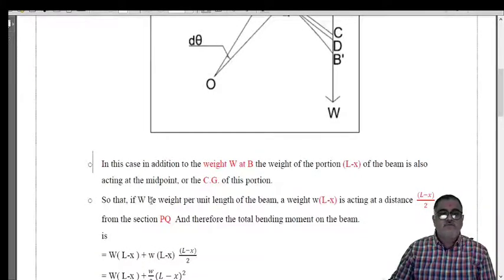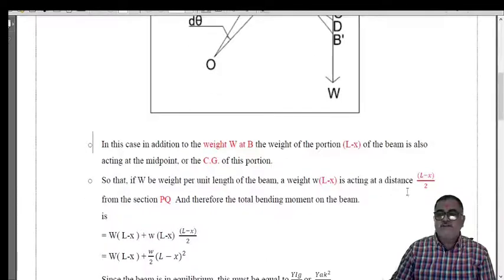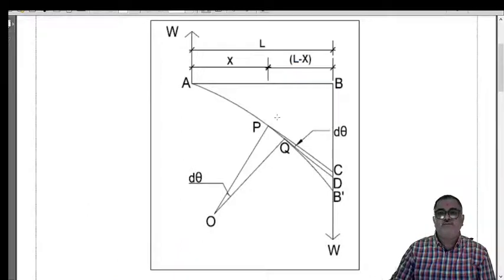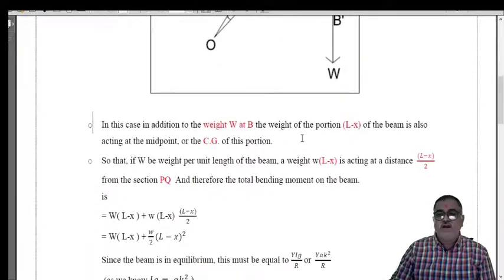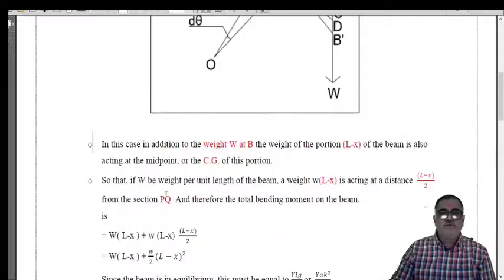So if small w is the weight per unit length of the beam, then the weight of the portion L minus x is w times (L minus x), acting at a distance of (L minus x) by 2. See now, this much distance is L minus x, and it acts at (L minus x) by 2. From the section PQ now, the total bending moment of the beam is.